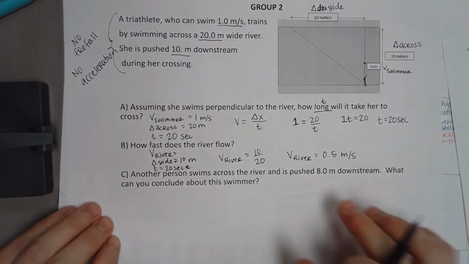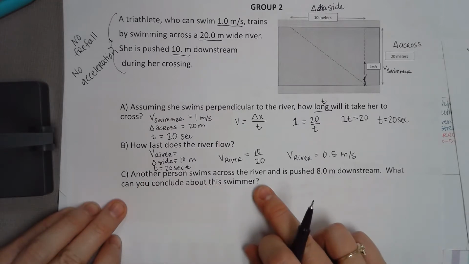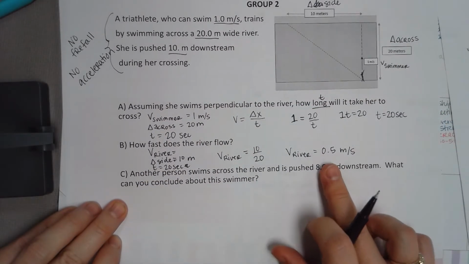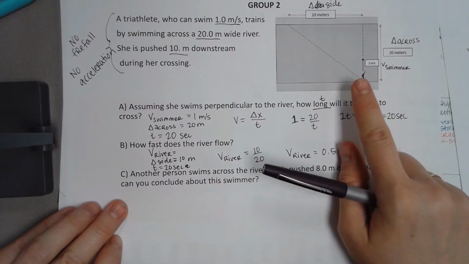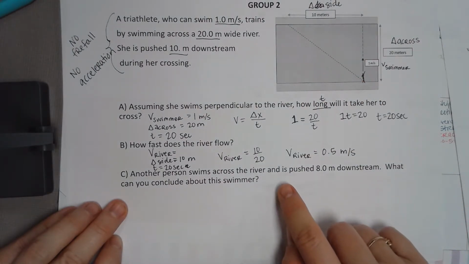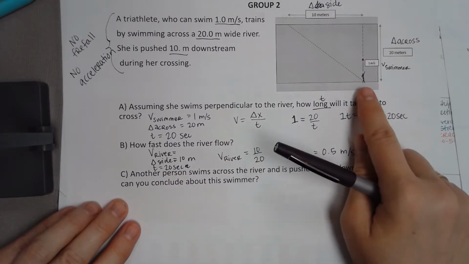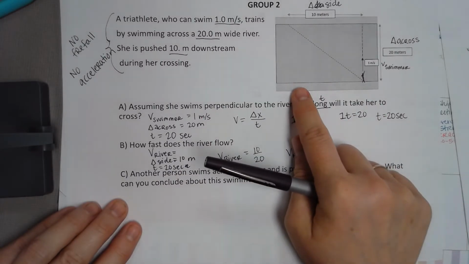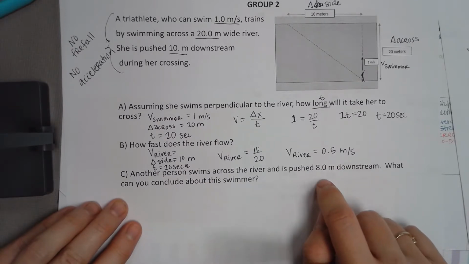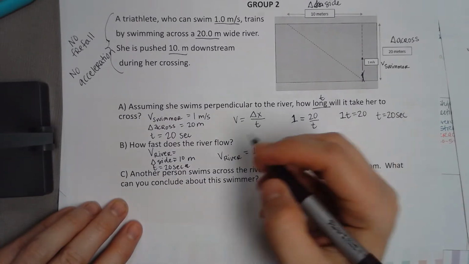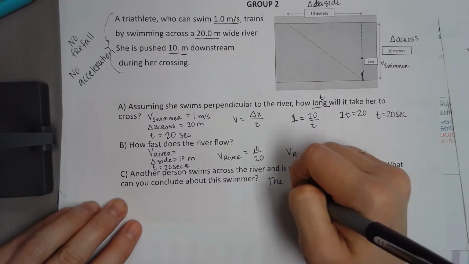The last question says, another person swims across the river, but instead of getting pushed 10 meters downstream, they only got pushed 8 meters downstream. So what would that tell us about the way the swimmer's moving? Well, we can't change the way the river flows, so the river still is flowing at 0.5 meters per second. If they don't get pushed as far downstream, what it would tell us is that the person must be swimming faster.